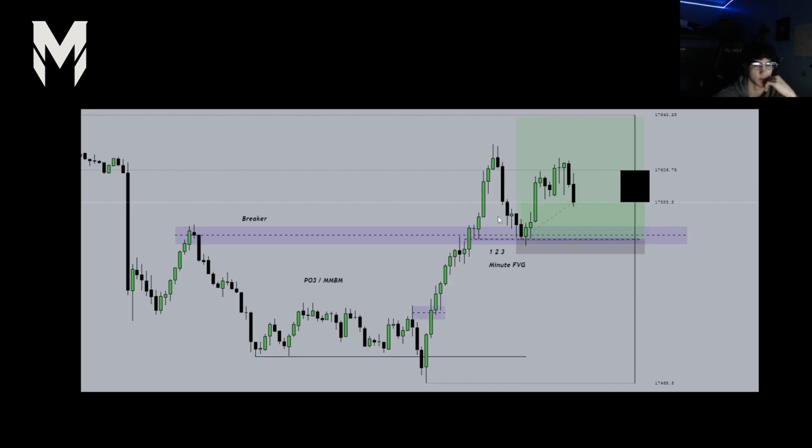And this is another example right here. 1 minute, 2 minute, and 3 minute fair value gap. And we have a breaker. Swept out this low. Another break right here. But we didn't create a fair value gap. That is no play. But this one right here. This is a good one. You could have targeted out this side.